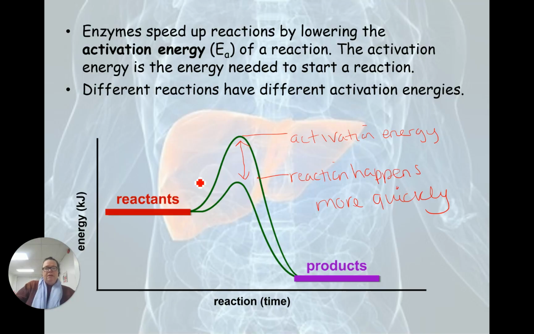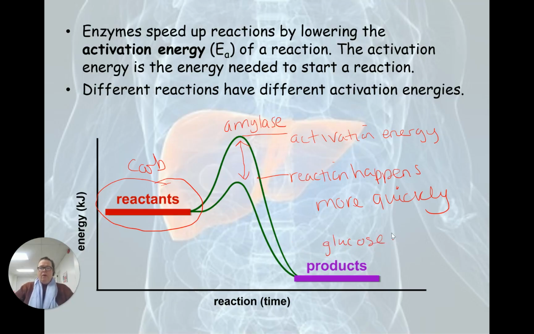So in terms of enzymes that are digesting food, this could be a carbohydrate. This enzyme could be amylase. And then the product could be glucose. All right, so if it says how does an enzyme work, or how does an enzyme speed up a reaction, it reduces the activation energy. Okay, well done, good, good.